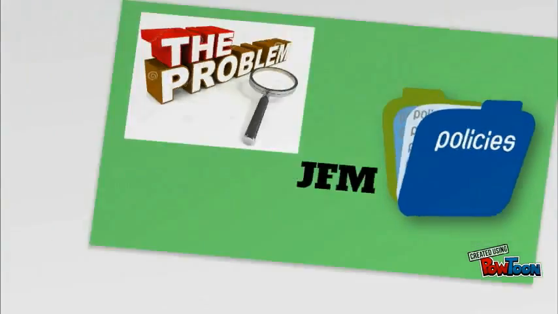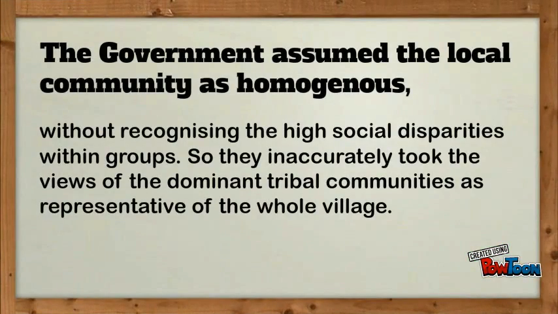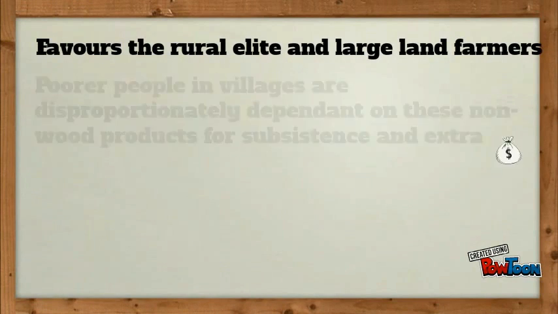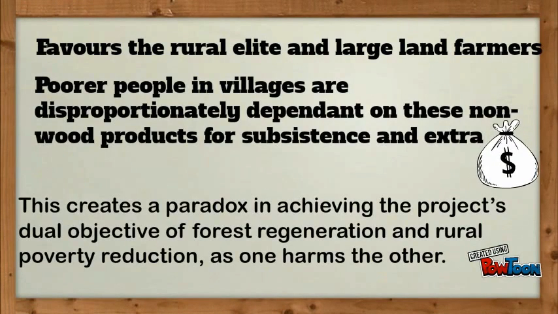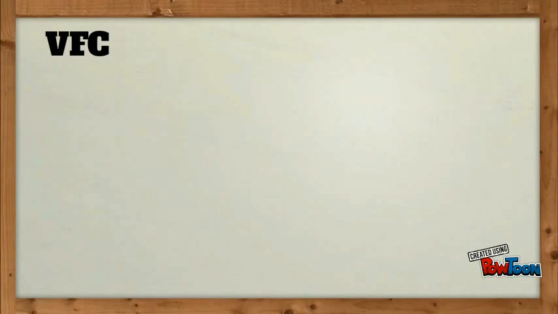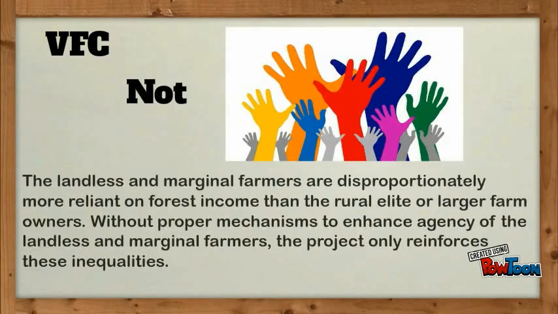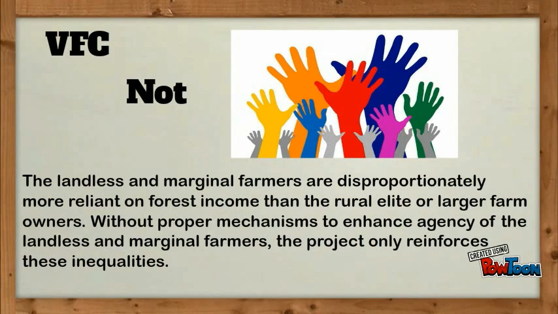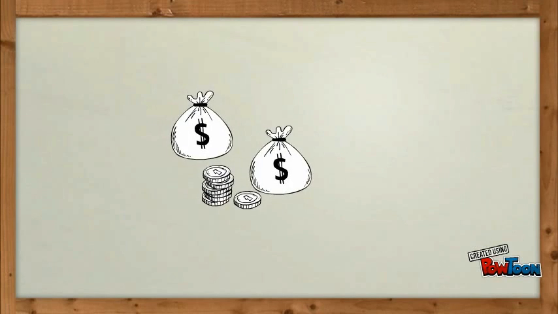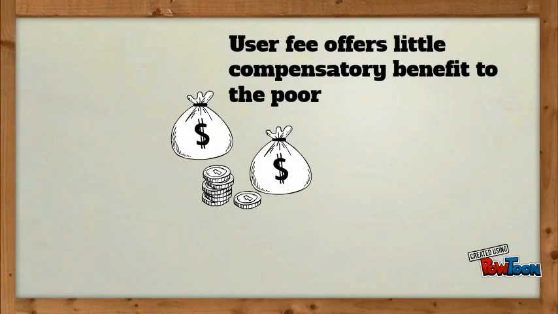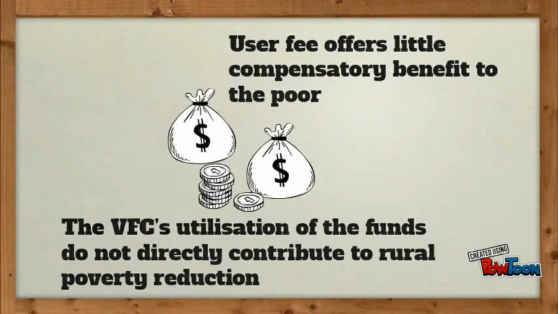Based on these results, the following problems were identified with current JFM policies. The government assumed the local community as homogeneous. JFM overall favours the rural elite and large land farmers. Although the VFC comprises of local villages, it is not truly participatory, as the elite groups dominate decisions with regard to forest management. The income generated from the user fee offers little compensatory benefit to the poor.